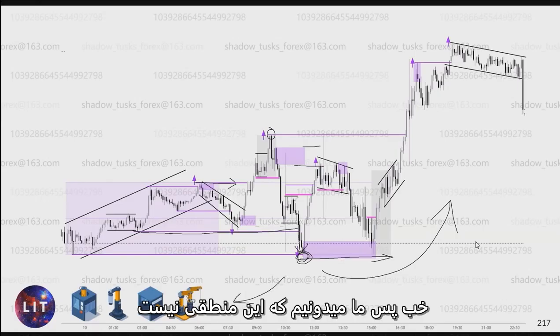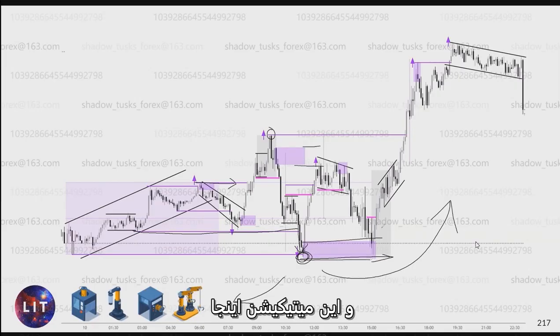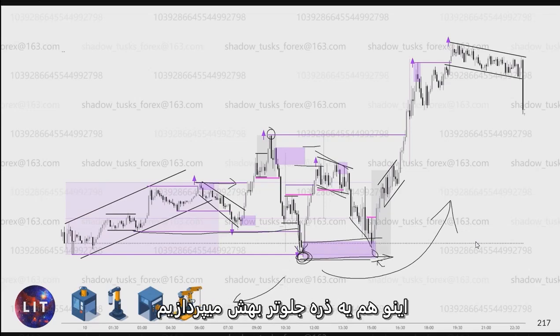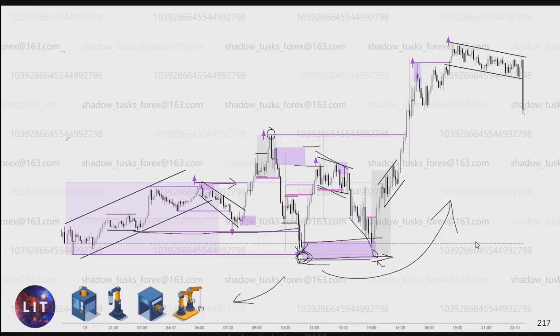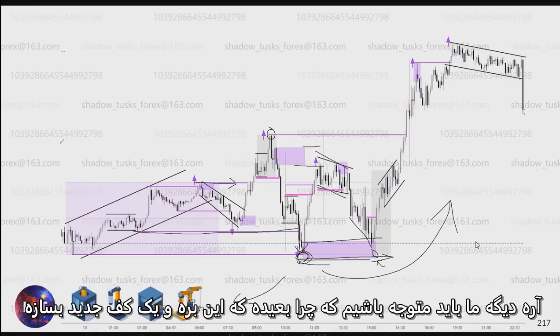So we know, okay, this is not reasonable, and this mitigation here, especially when we have build up and also build up here into inducement, into mitigation, all within timing. Again, we'll get into that a bit later on. Don't want to overwhelm you, but it's important that we understand why this is unlikely to go and create a new low.